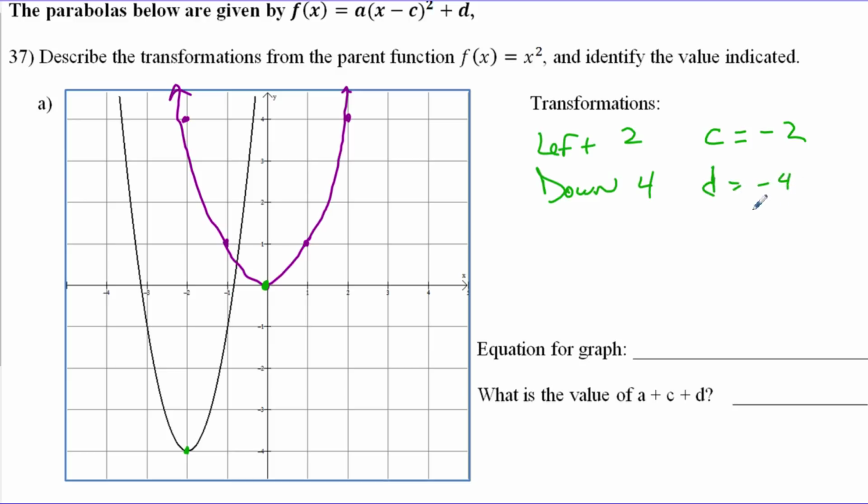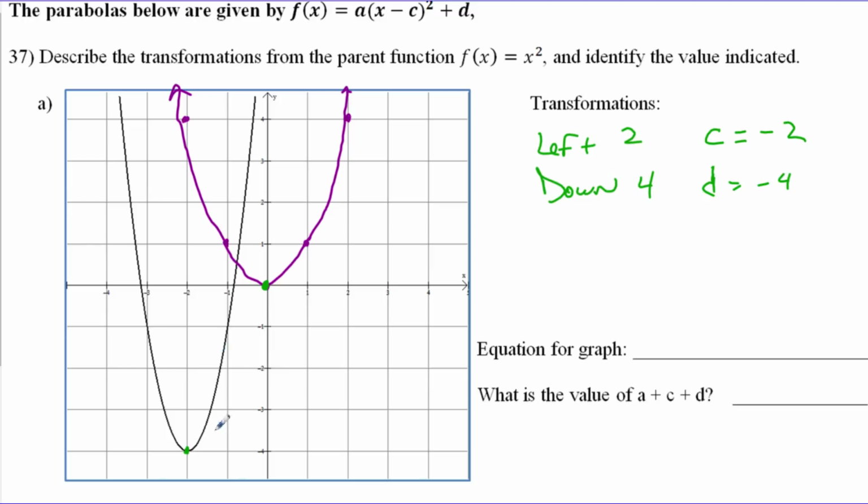So I found 2 of the values. They're saying that I should be able to find A, C, and D. And so the last one is we have to figure out A. So remember, A does 2 things. It does reflections, and it does stretches or compresses, depending on what the value is. So if you notice, this one is not reflected up and down at all. It still opens up, just like the original. So A is positive. We didn't switch that, which means there might be a stretch going on here.